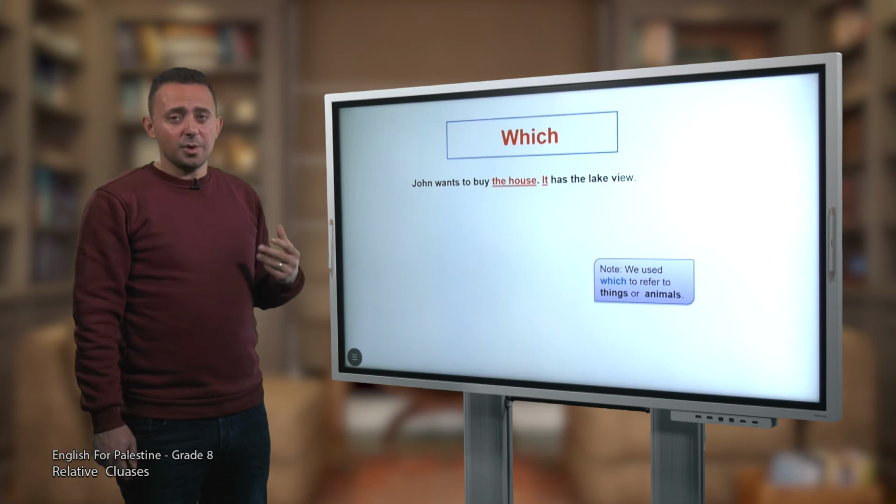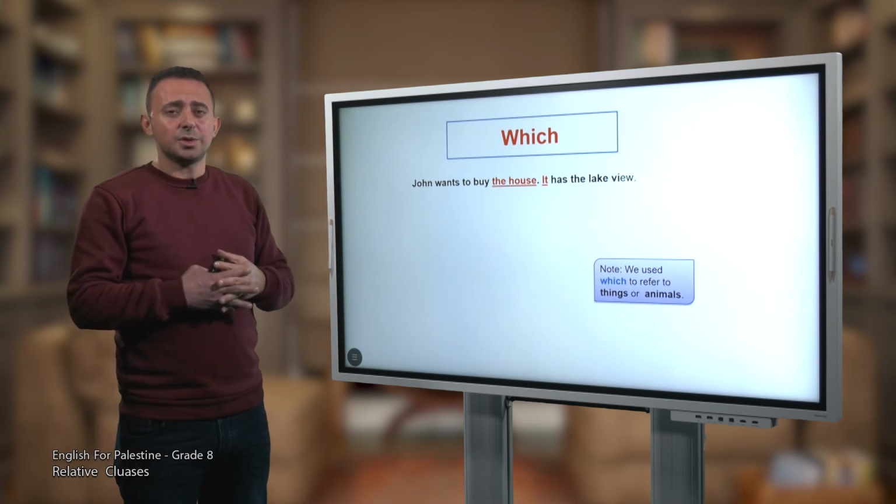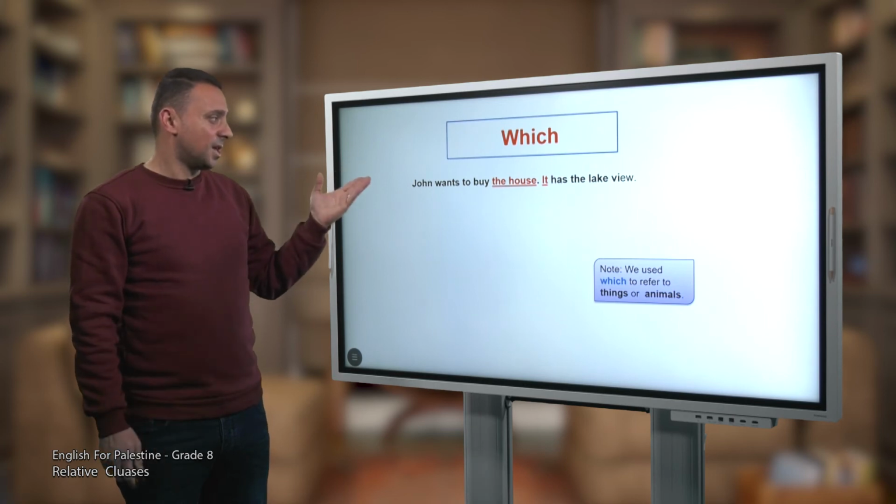Now, we are going to join the two sentences using a suitable relative pronoun. What is the correct relative pronoun here? It's which.